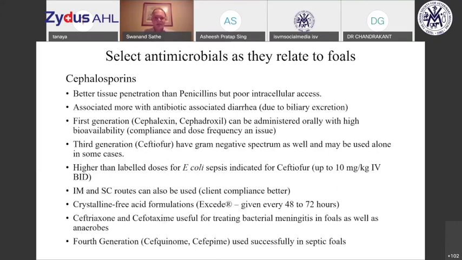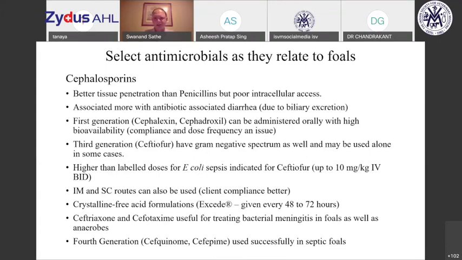Cephalosporins, again, are a second beta-lactam class of antibiotics, and they actually have better tissue penetration, but poor intracellular access. Hence, they cannot be used for intracellular microorganisms. They are excreted partly via biliary route, and hence they can cause neonatal diarrhea. And first-generation cephalosporins have the advantage that they can be given orally with high bioavailability.